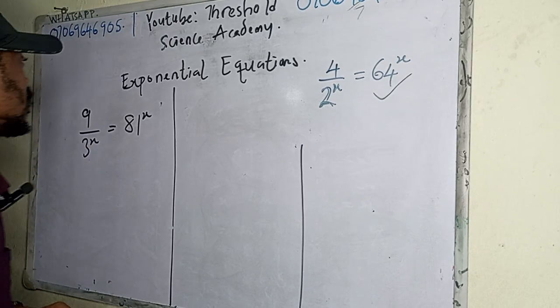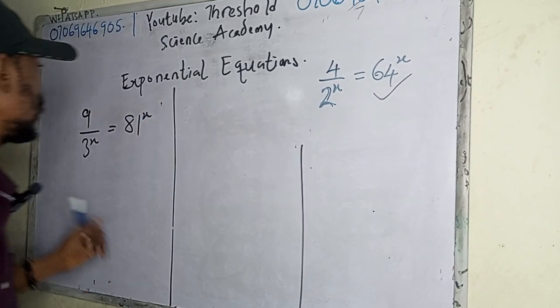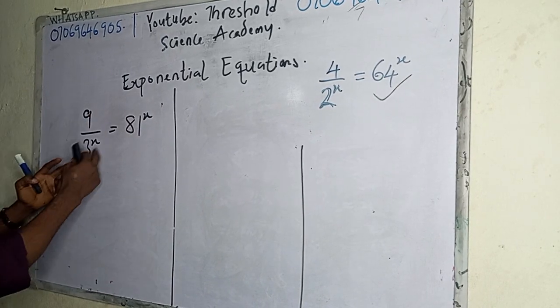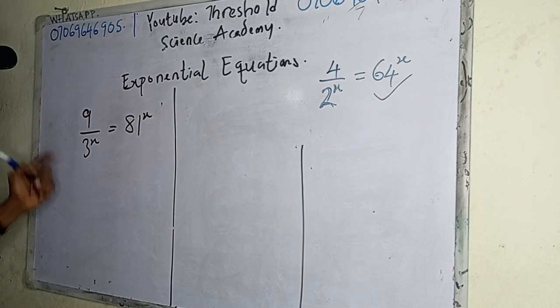Alright guys, welcome again. This time around we are looking at a question on exponential equations, okay? So how do we solve a question like this? First of all, if you look at every term in this equation, each one of them can be written as a base of 3. Alright, so let's really solve this.